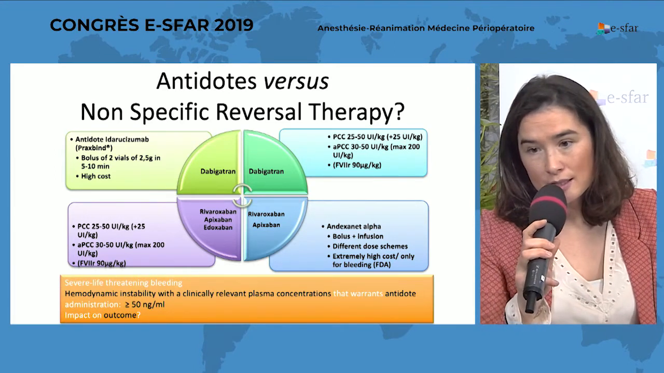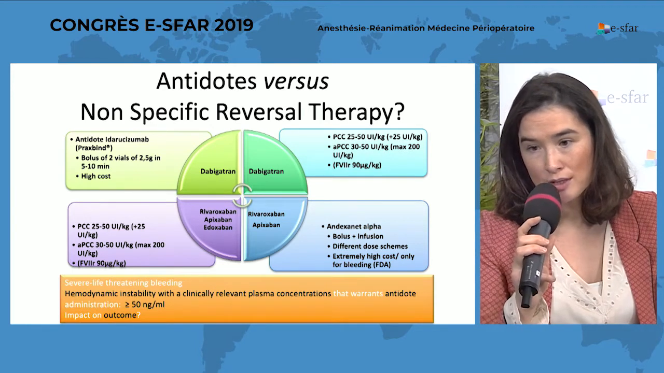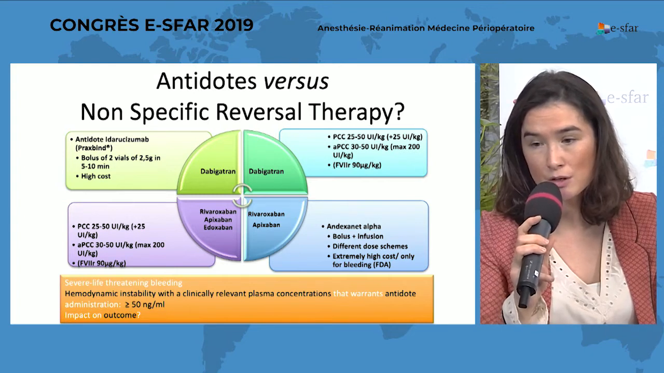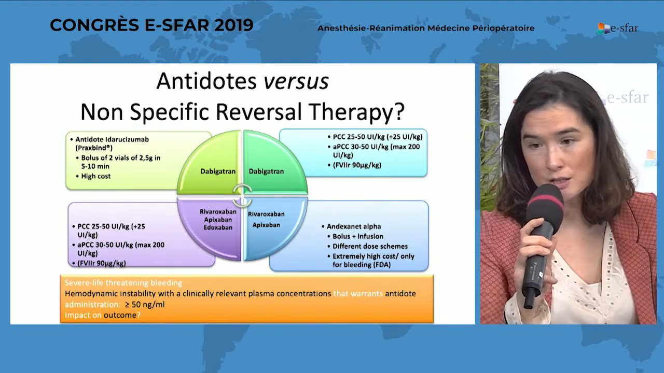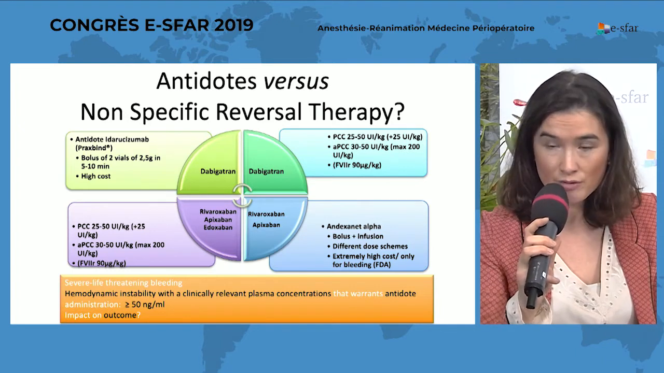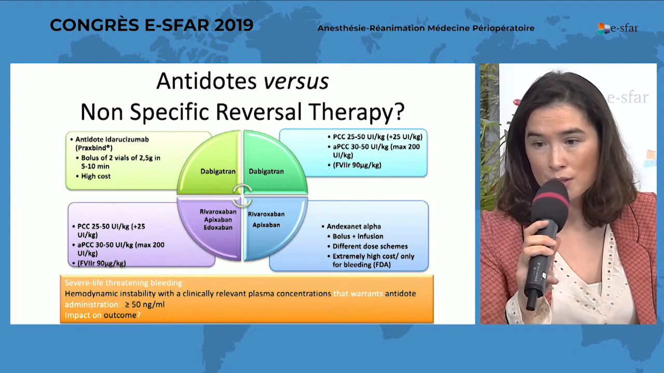For direct anti-10A anticoagulants, there is a specific antidote, which is andexanet alfa. It works also on fondaparinux and low molecular weight heparin. For the moment, the only market authorization is from the FDA and only for bleeding and only for rivaroxaban and apixaban, as they are the only molecules that have been studied for this indication.